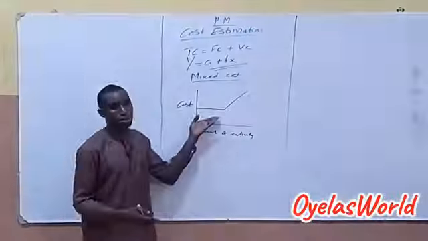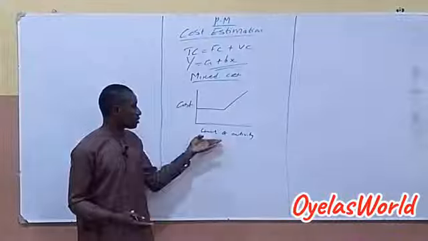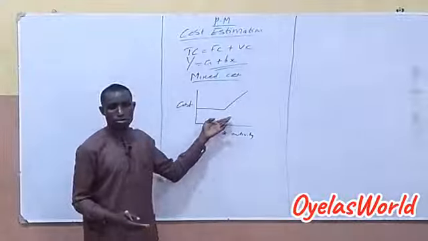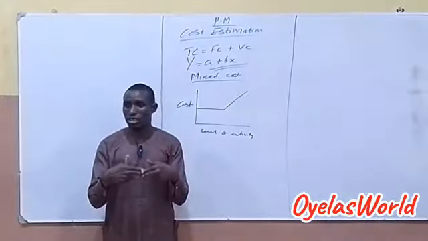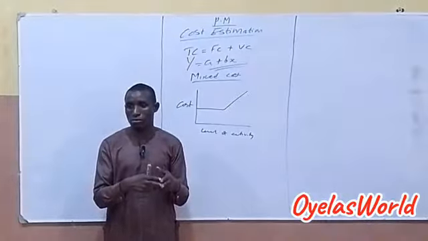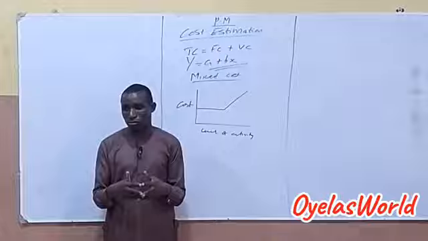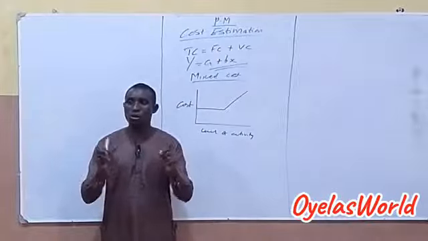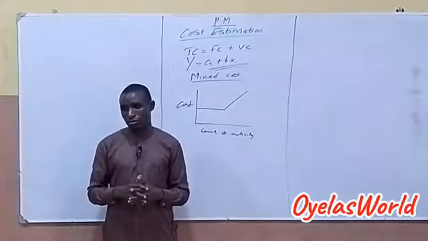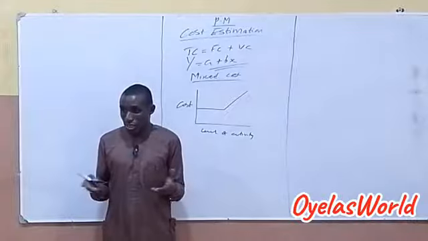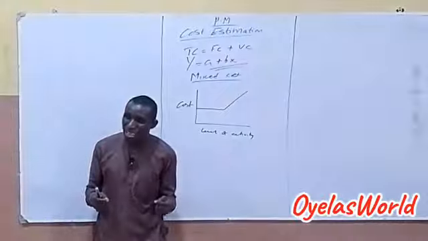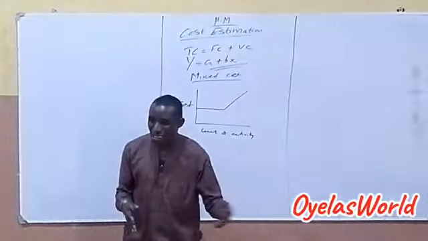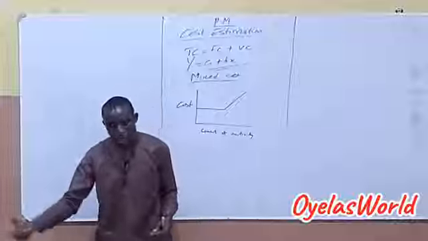Now look at this cost. Activity level, cost. Is it variable or fixed? So please, this is one of the problems of PM. Understand some things in PM. When they tell you overhead, is it variable or fixed? They are not specific that it is variable overhead. They are not specific that it is fixed overhead.